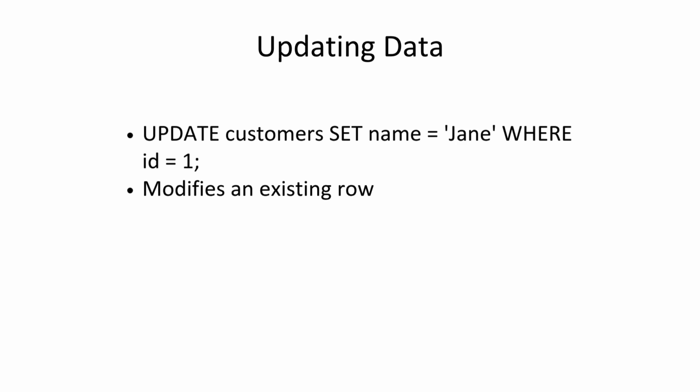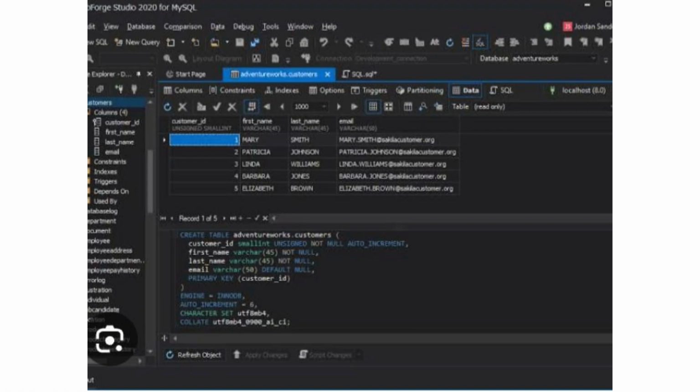Updating data. Use UPDATE to change existing records. Example: UPDATE customers SET name = 'John' WHERE id = 1. This changes the name to John only for the row where id is 1. Warning: without a WHERE clause, all rows may get updated, so be careful.